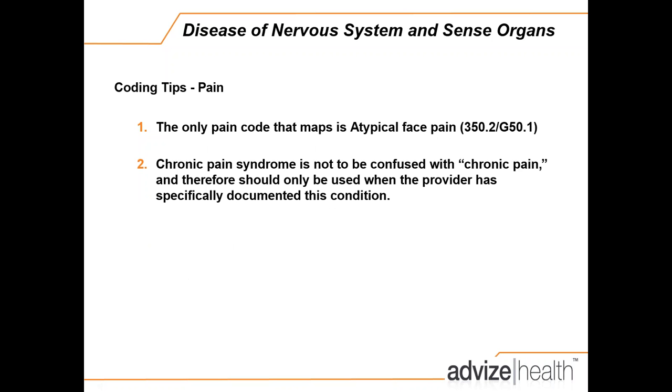Coding tips for pain. The only pain code that maps to an HCC code is atypical face pain. It has to mention those specific words to be validated, and that would be G50.1. Chronic pain syndrome is not to be confused with chronic pain, and therefore should only be used when the provider has specifically documented it. So again, piggybacking on what I just said, make sure that it is documented specifically. Atypical face pain, chronic pain, there's a difference. We know syndrome, so just keep that in mind.